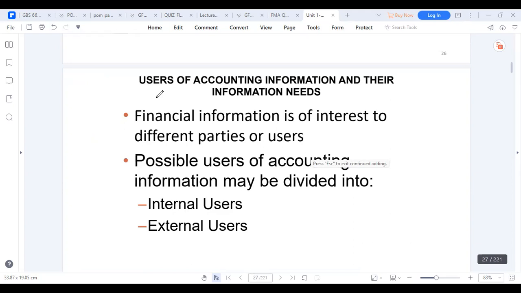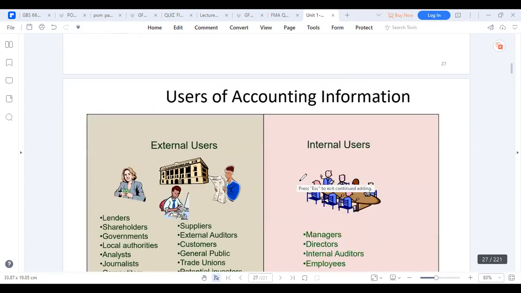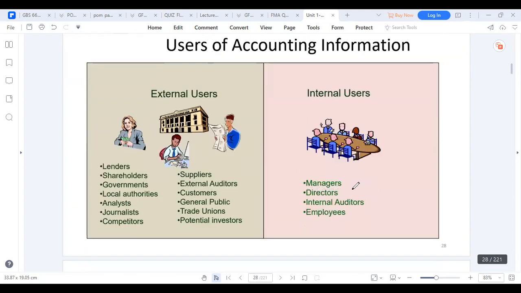Then we go to the users of financial accounting information. So we have internal and external users of financial accounting information. Internal users being the directors, the managers, internal auditors, the employees. External being the lenders, shareholders, government, local authorities, analysts, journalists, competitors, suppliers, external auditors, customers, general public, trade unions, and also potential investors. The question is, how are they users of this information?